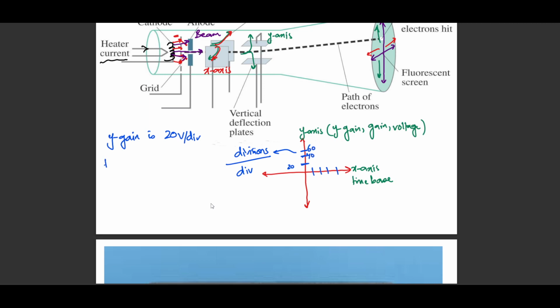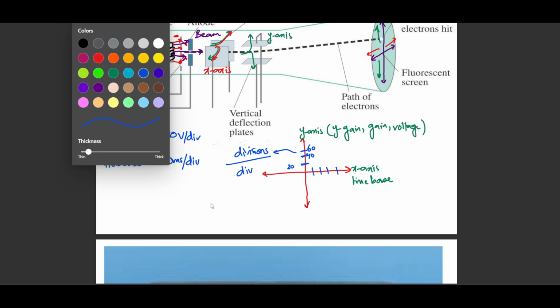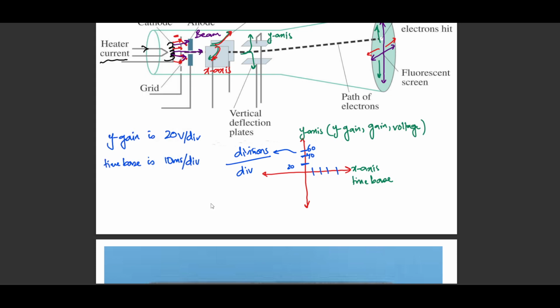And if he says that the time base is, let's say, 10 milliseconds per division, that would mean that he's referring to the x-axis, and one of the divisions refers to 10 milliseconds. So this will be 10, 20, 30, and 40, and so on. So that is how we're going to look at the CRO's graph and its values.